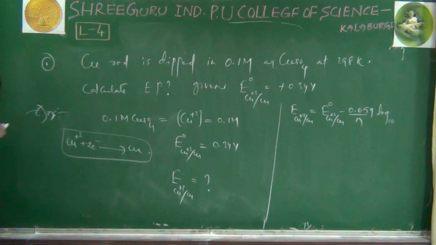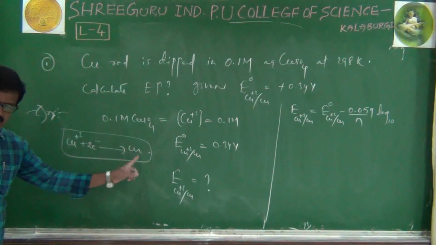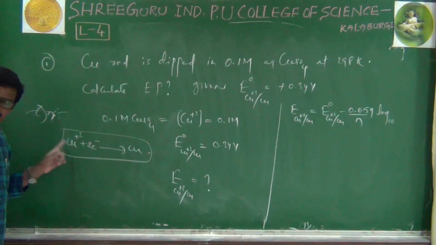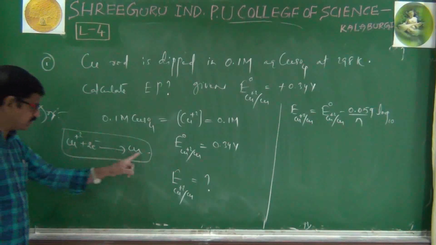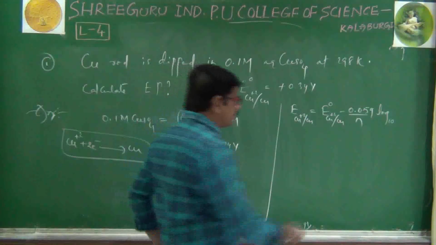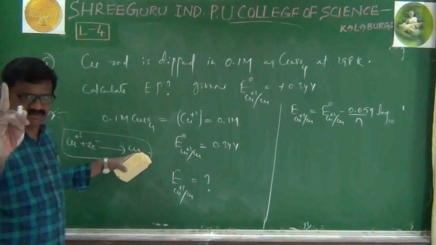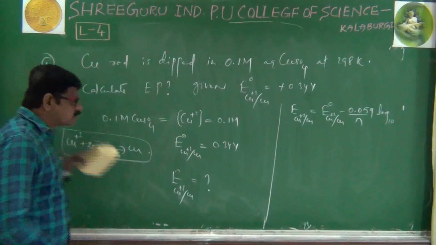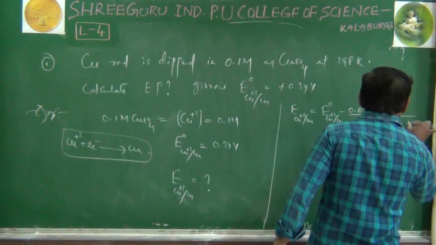The reaction should compulsorily be a reduction reaction. Then the product is the reduced state, and the reactant is the oxidized state. Product by reactant: the product, that is the metal concentration, is always 1, so we take 1 by Cu plus 2 concentration.